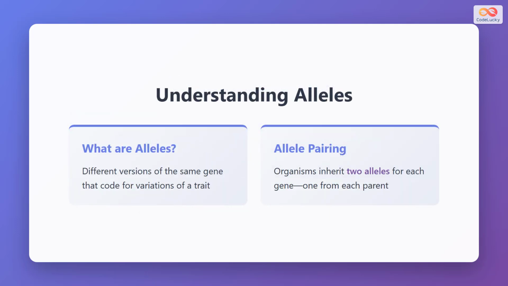To understand genotype, we first need to understand alleles. Alleles are different versions of the same gene that code for variations of a trait. For example, a gene for eye color might have a blue allele and a brown allele. Organisms inherit two alleles for each gene, one from each parent. This pairing of alleles forms the basis of your genotype for that particular trait.